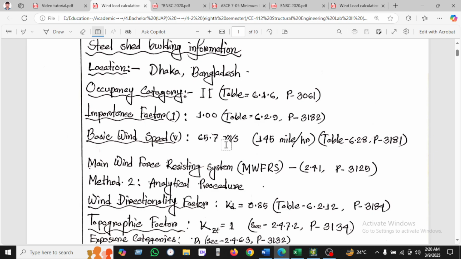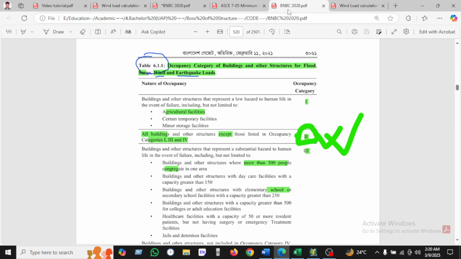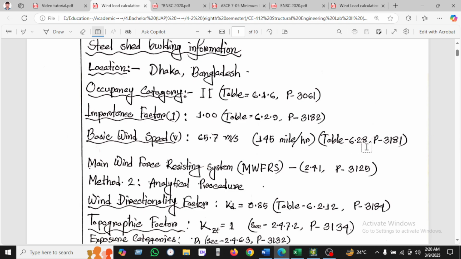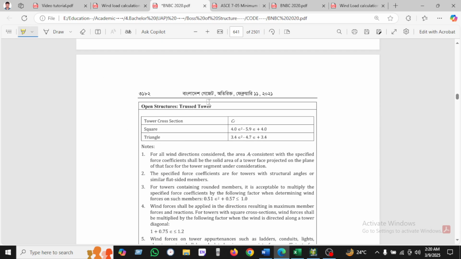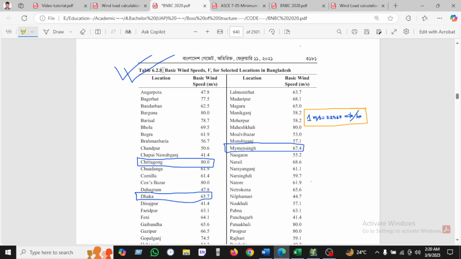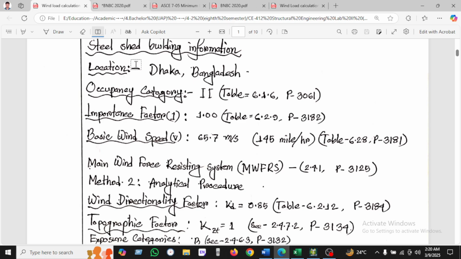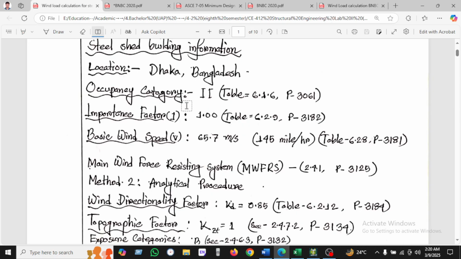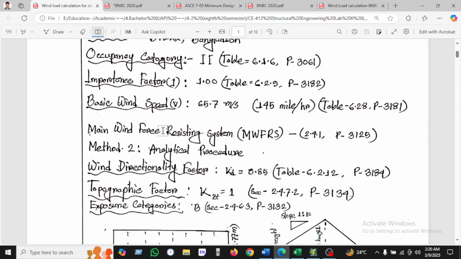Basic wind speed: we have taken Dhaka, so it will be 65.5. It is taken from 3181, sorry, not 3182, it is the page before. And this is the basic wind speed. For Dhaka we see 65.7, and 1 meter per second is 2.2365 miles per hour. So we have calculated here and found 65.7 meters per second, as we are staying in Dhaka. And we have been using the main wind force resisting system and procedure method 2.